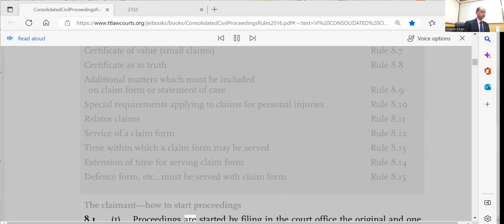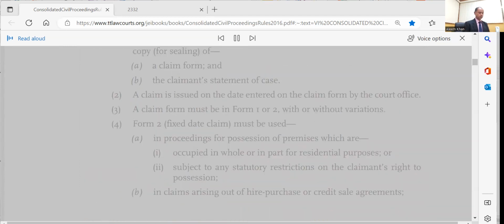8.1.1 Proceedings are started by filing in the court office the original and one copy, for sealing, of a. a claim form, and b. the claimant's statement of case. 2. A claim is issued on the date entered on the claim form by the court office. 3. A claim form must be in Form 1 or 2, with or without variations.